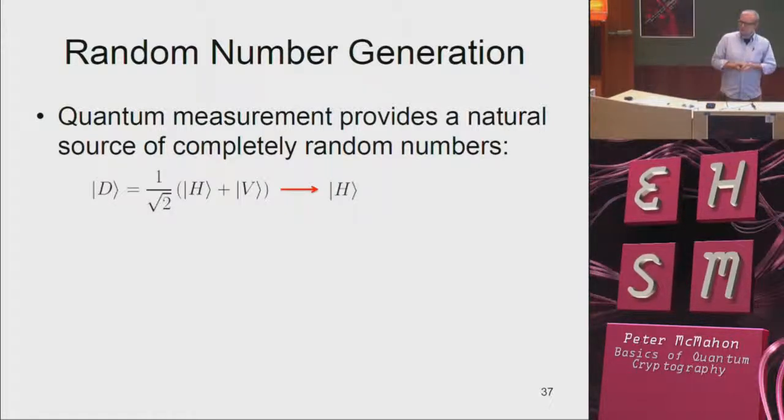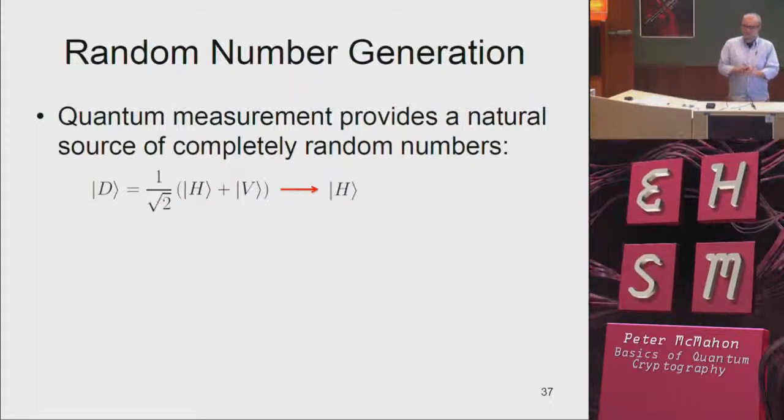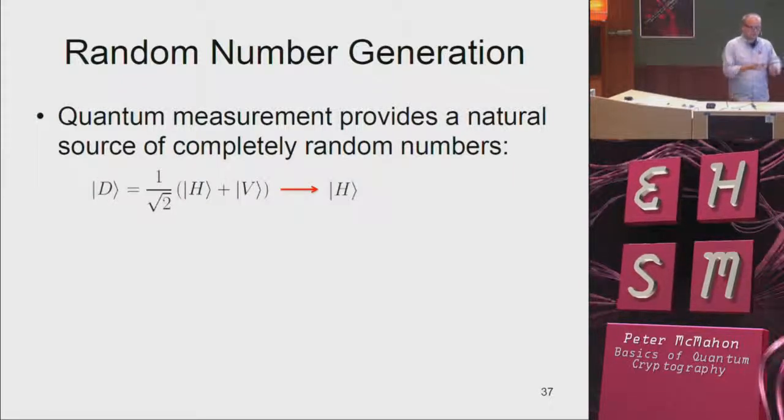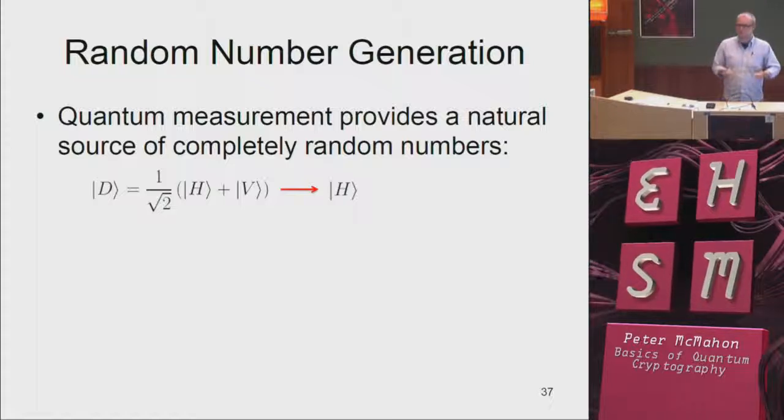So a side note of all this is that this actually provides an interesting way to make random numbers. Because let's say you start off with a diagonally polarized photon and you measure it in the HV basis. You're then going to get the answer that it's horizontally polarized with probability 50% and vertically polarized with probability 50%. Let's say you do this and you get the answer H and it collapses to H. So now you essentially have one binary number if you think about the answer H or V as being 0 and 1.